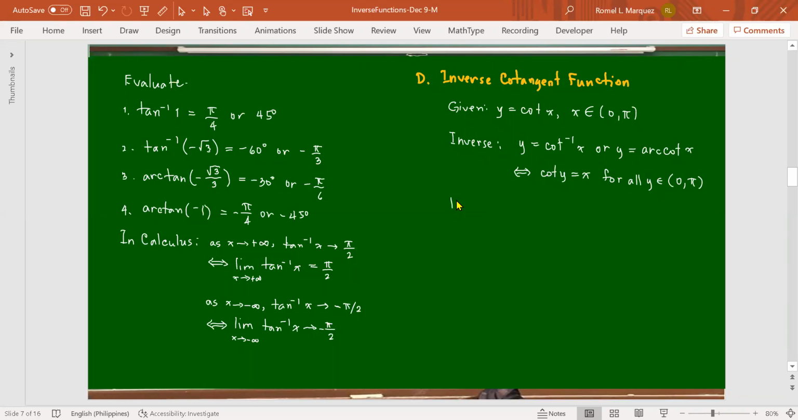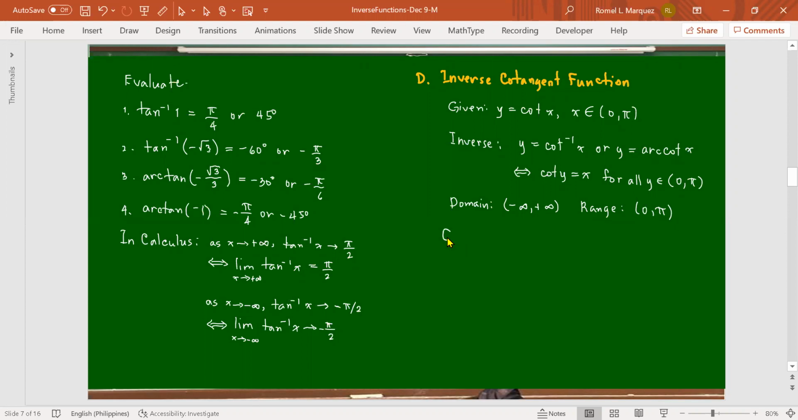Okay, so what's the domain for the inverse? The domain is negative infinity to positive infinity. The range is given by open interval 0 to pi.